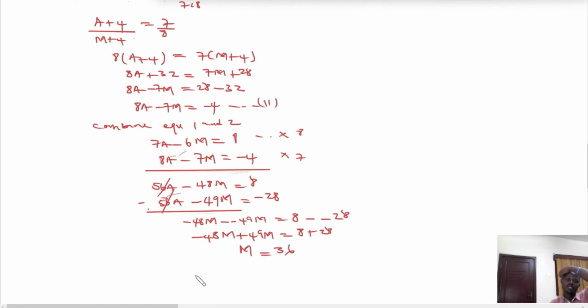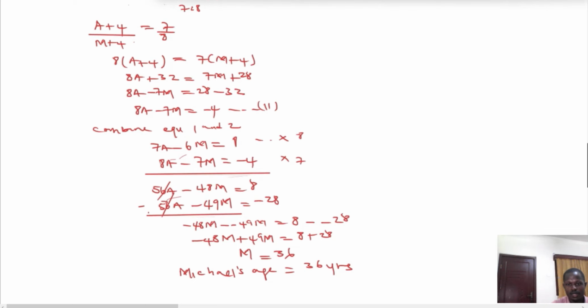So Michael's age is 36 years old. Since we represent it as M and we've gotten the value of M, Michael's age is equal to 36 years. You can find the age of Alex by substituting 36 into any of these equations, and you get the age of Alex. But in this question, we have to find just the age of Michael.